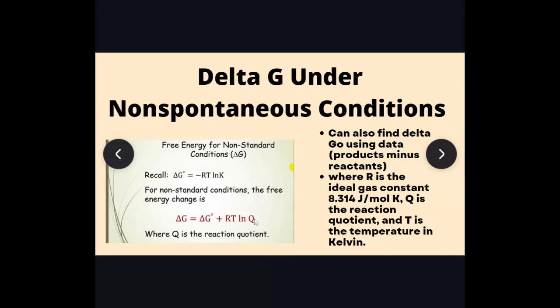Notice how K and Q are here. It makes sense: one formula is for standard conditions, because we have a K, but this one is non-standard, which is Q, and we know Q is the reaction quotient at non-standard conditions. A couple of things to keep in mind: R is the ideal gas constant, 8.314 joules per Kelvin. So make sure R is in joules. Sometimes a problem gives you kilojoules, so make sure you always convert to joules.